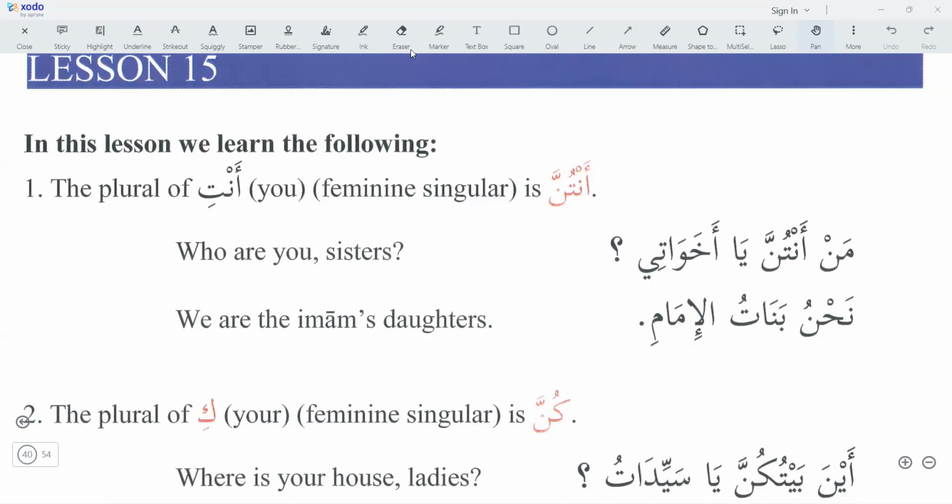We have learned about Anta, Antum. These are the pronouns. And the feminine of Anta is Anti. Anti means you. We use it for the Mukhatib Muannas Mufrad. And the plural of Anti is Antunna. Antunna we use for the Mukhatib Muannas Jama, second person, feminine, plural.